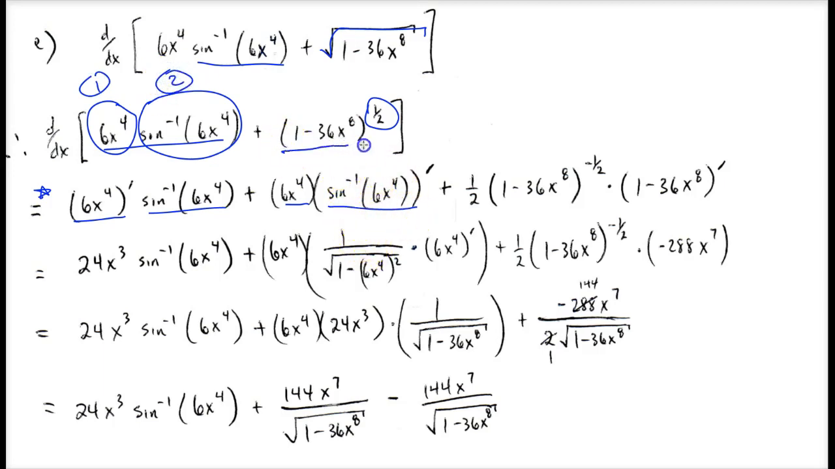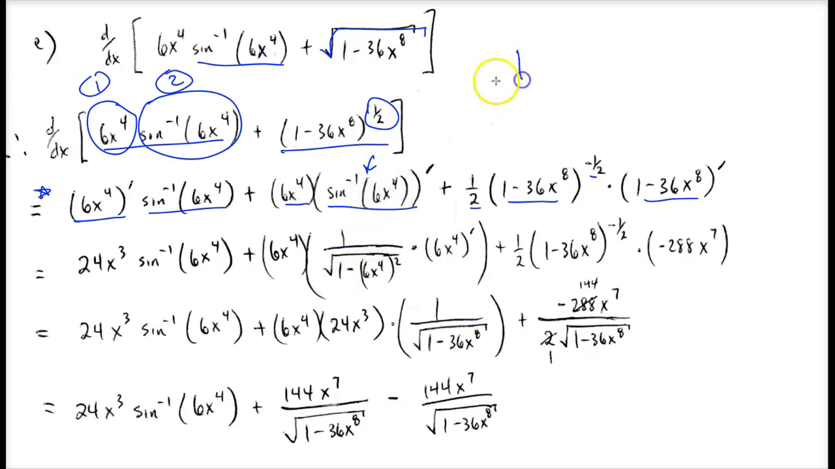Now for this term, we know that we'll simply be using the chain rule, where we're looking at the outside function as blah raised to the 1/2. So the derivative of that is 1/2 blah raised to the negative 1/2 times the derivative of the inside function. And so from there, of course, we take the derivative in the next step of 6x raised to the 4, which is 24x cubed, times sine inverse of 6x raised to the 4.